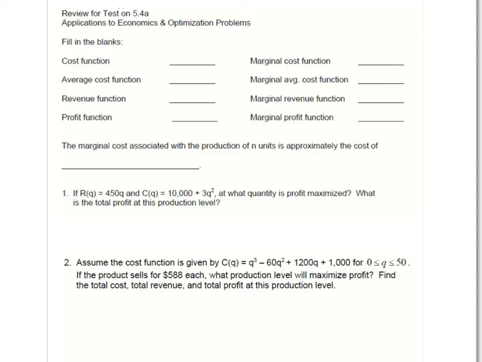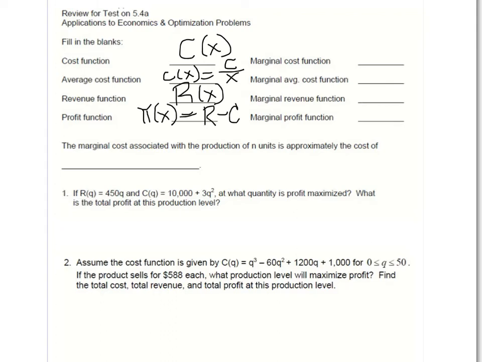The symbols for the different types of functions: cost is C of Q or C of X. Average cost, we denote that with a little c of X, which is the total cost divided by the number of items. Revenue is R of X, the money you earn from sales. And profit, we use pi, and that is revenue minus cost. Now, anything that says marginal is the first derivative.